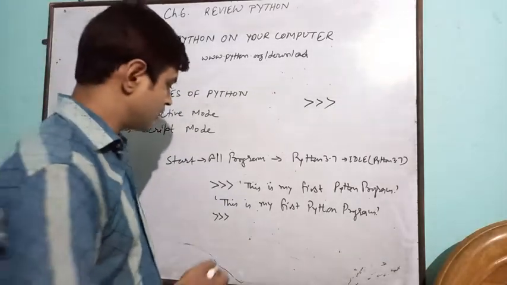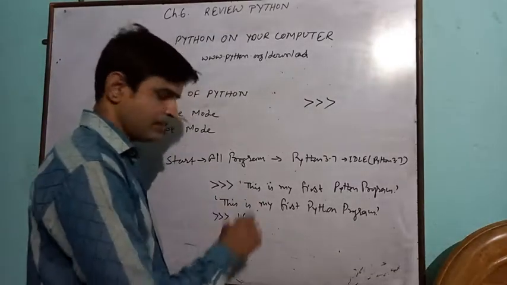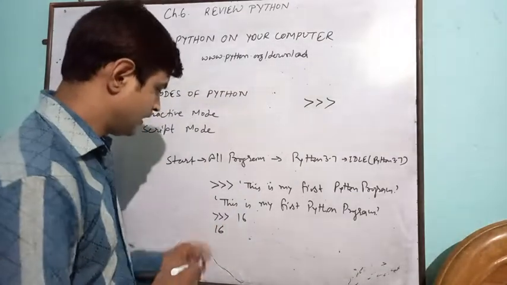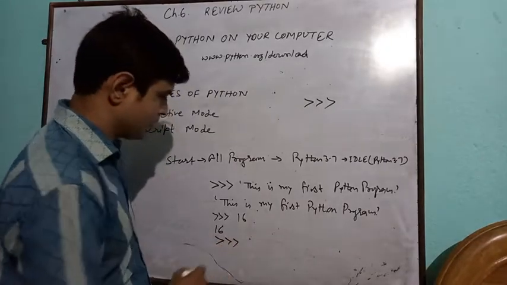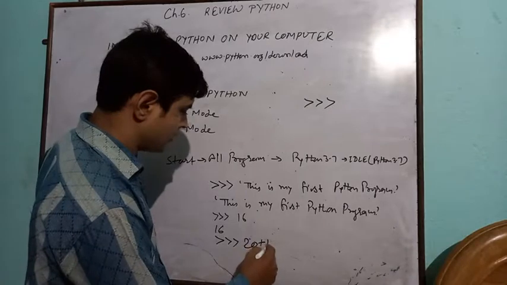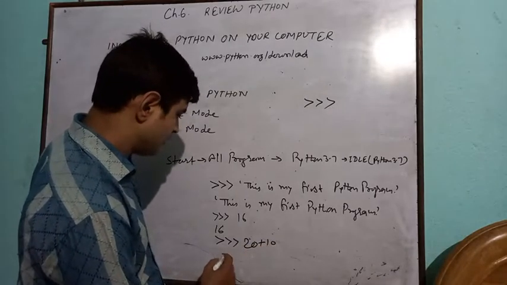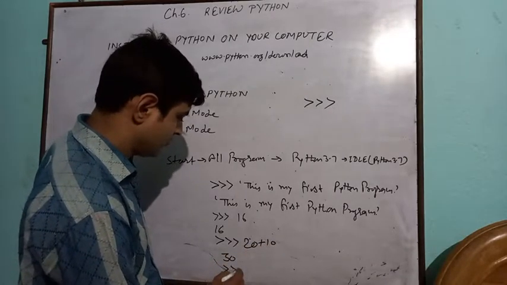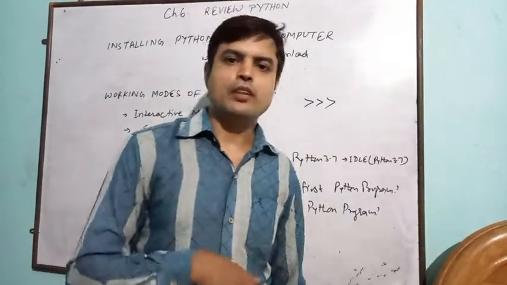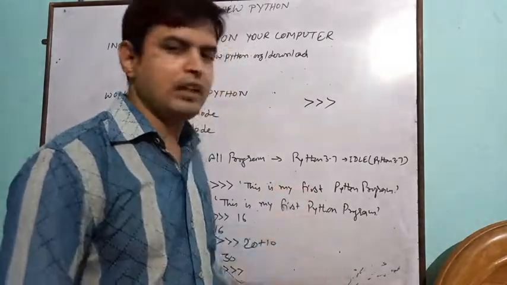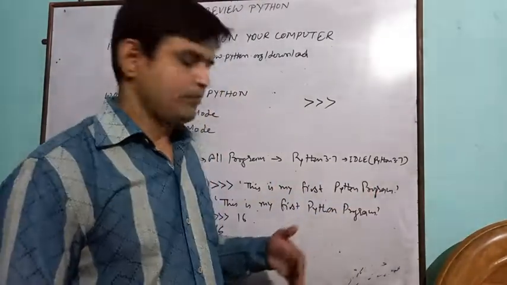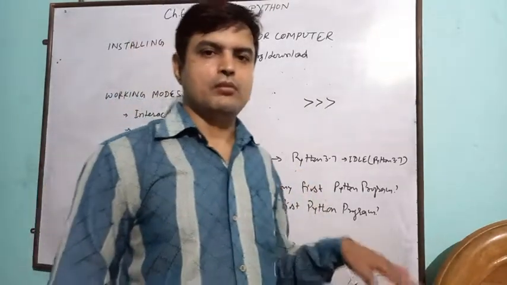Now give the next instruction, say 60, and press the enter key. Here the output will be given like this, following the prompt command. This is how interactive mode works. Now give the next command, say 20 plus 10. It will return the value 30 following the Python prompt. Again, interactive mode executes the command line by line. We give the command, press the enter key, and it gives the output instantly.